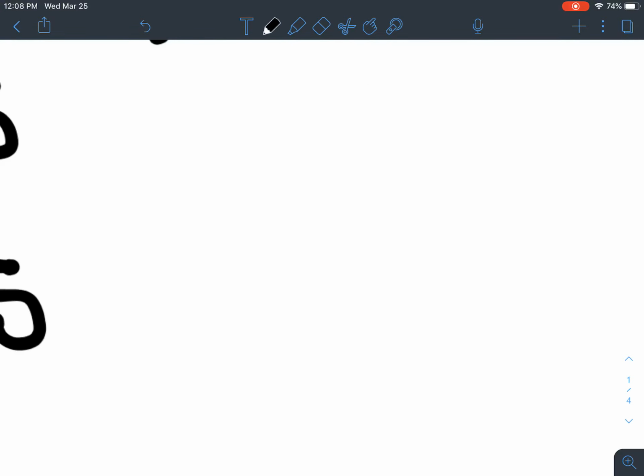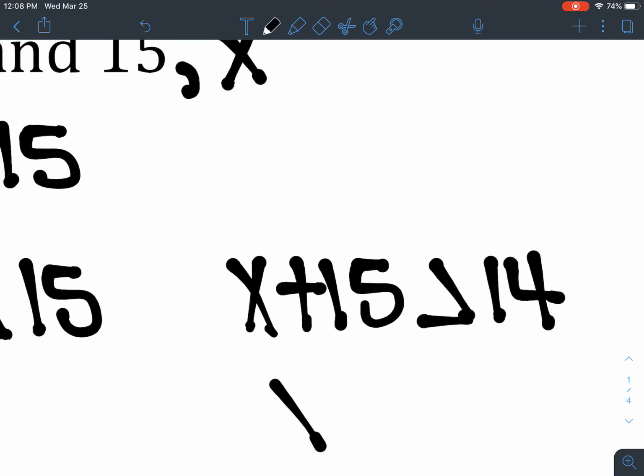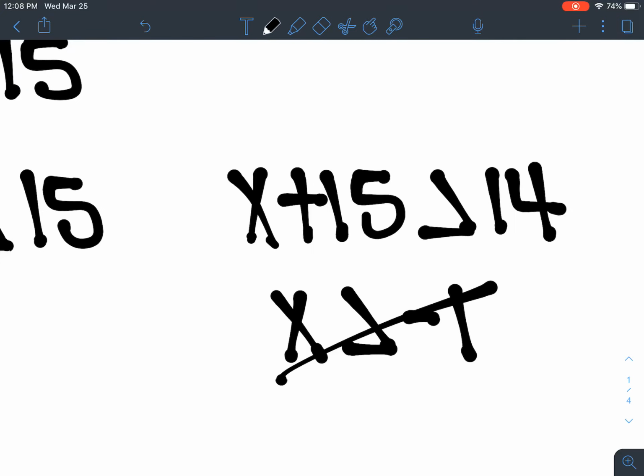Okay. Now let's do x plus 15, which has to be greater than 14. But if I solve this one, I get x has to be greater than negative 1. And once again, you could still be dealing with negative numbers. I could have negative 0.5 for my side length, but it's still negative, so that doesn't work.